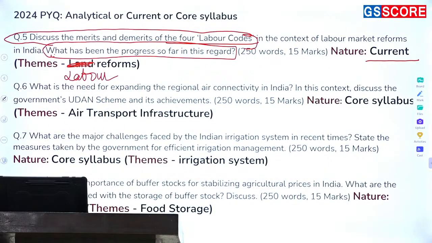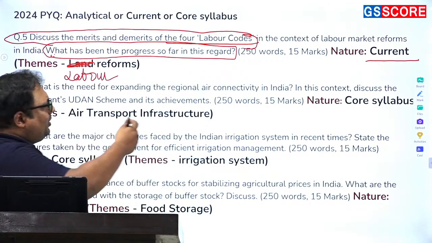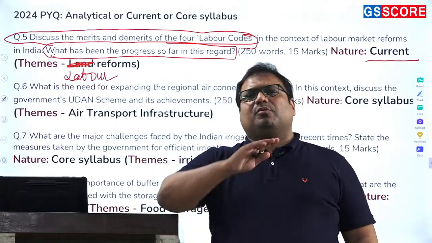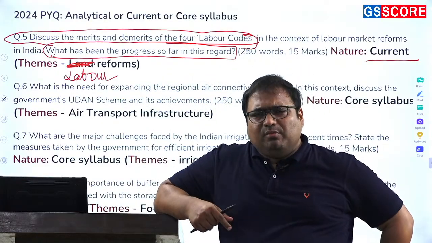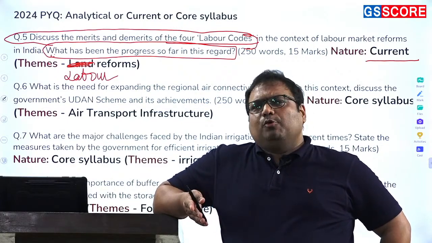Then what is the need for expanding the regional air connectivity in India? In this context, discuss the government UDAN scheme. So it is a topic from your syllabus. It is not in news recently as such, because UDAN is already a very old scheme. We also call it regional connectivity scheme. So it was not in news as such.